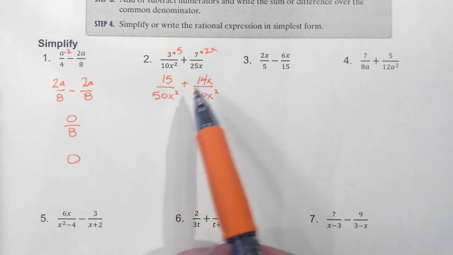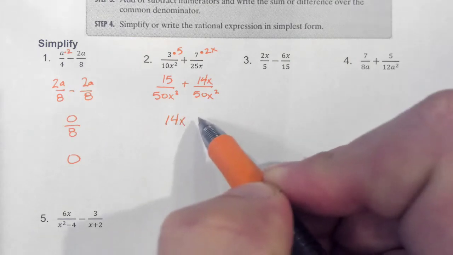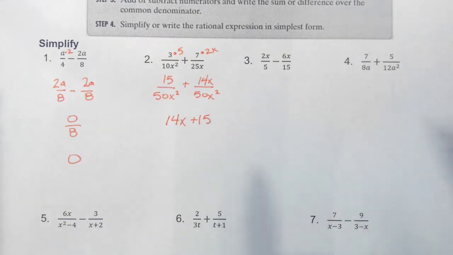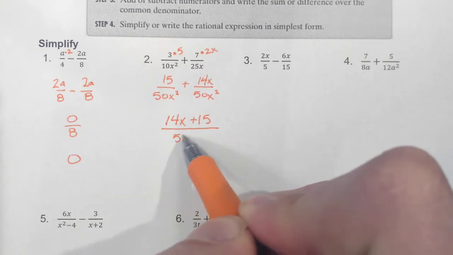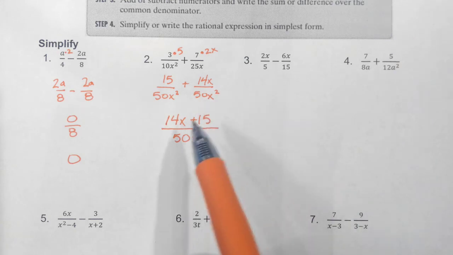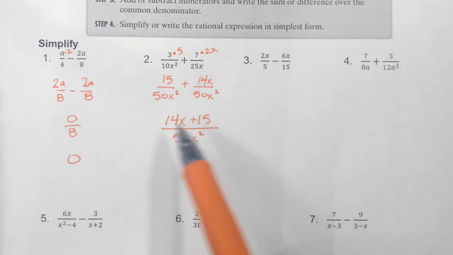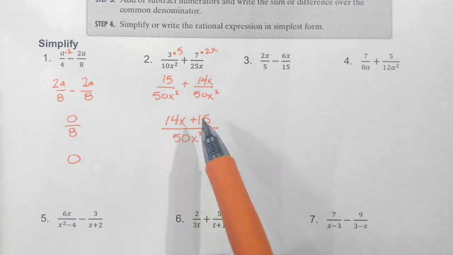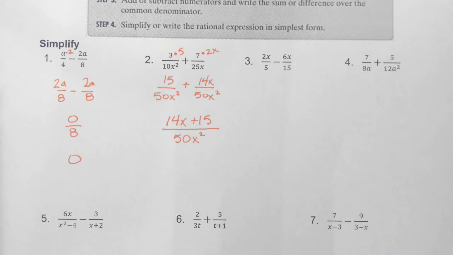Those aren't really like terms, so they'll just get stuck next to each other. And in the correct order, 14x would be first, 15 would be second, and it goes over that common denominator of 50x squared. Remember, the denominator does not change. You just do what the numerators say. Then you just have to look, does that factor? Is there a GCF or anything like that? And I don't see anything, so that is as far as that will go.